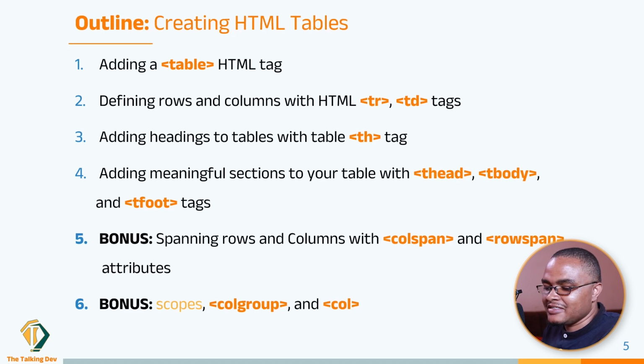We have two bonuses here, and one of them is colspan and rowspan. That's how to span our rows, and I'm going to introduce you to that concept. And then the last one, we are going to see how to make our table more accessible using scopes, and then we follow through with colgroup and col. So let's get into our VS Code and start working.